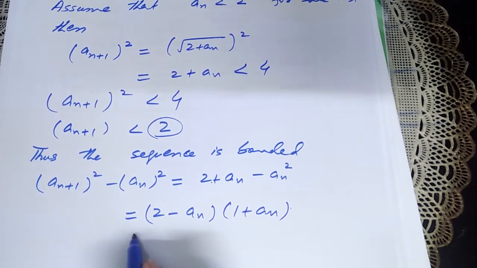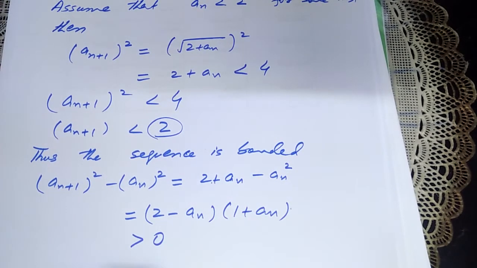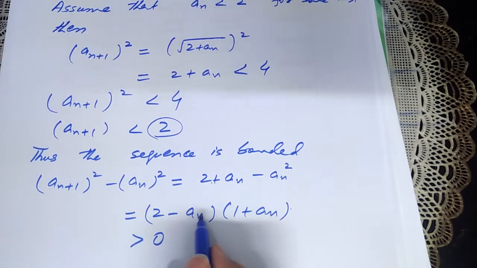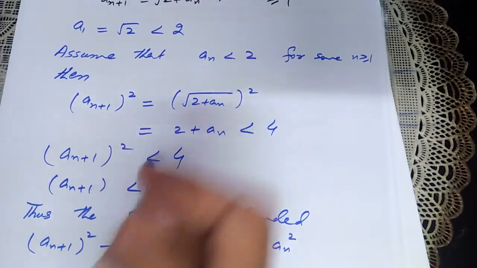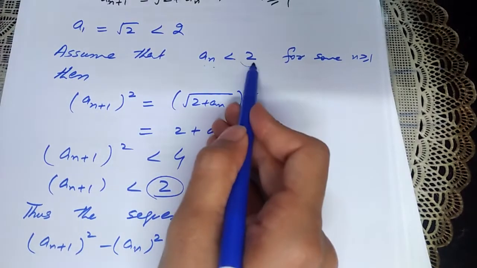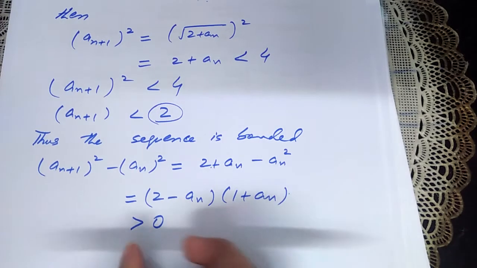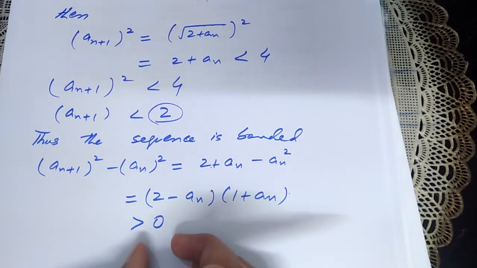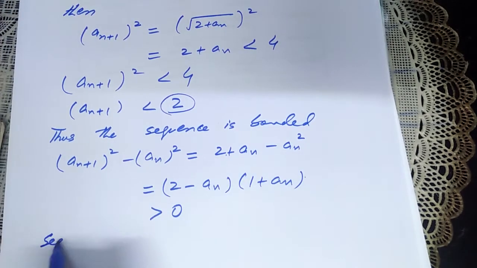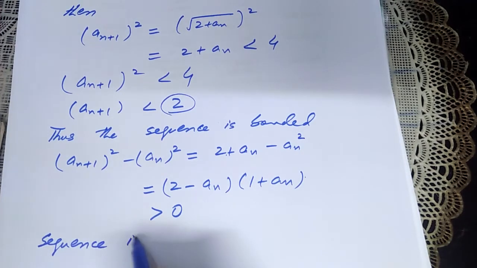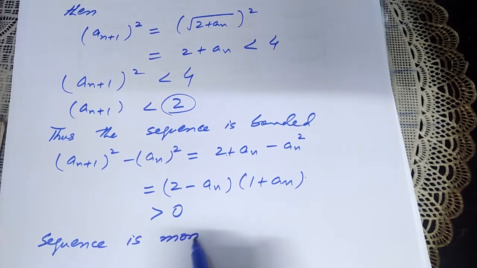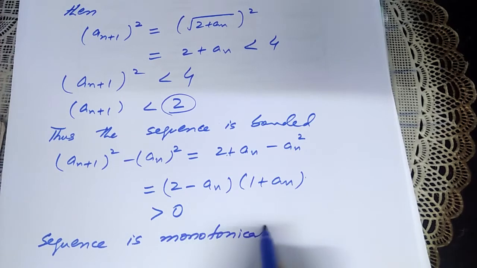This thing is always greater than 0 because you know that an is less than 2. This term is less than 2. So the answer cannot be negative here. So this whole thing will give you the answer greater than 0. So it means the sequence is monotonically increasing.